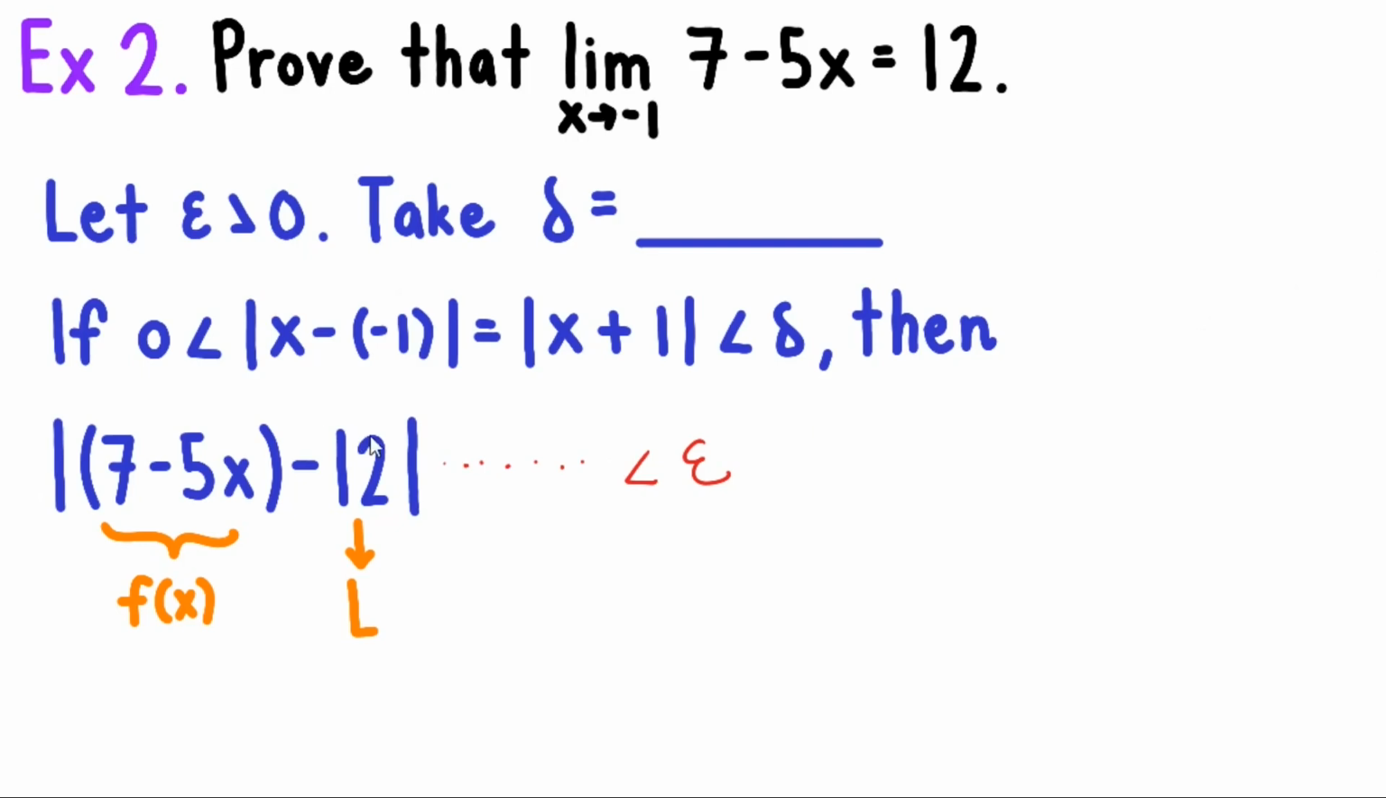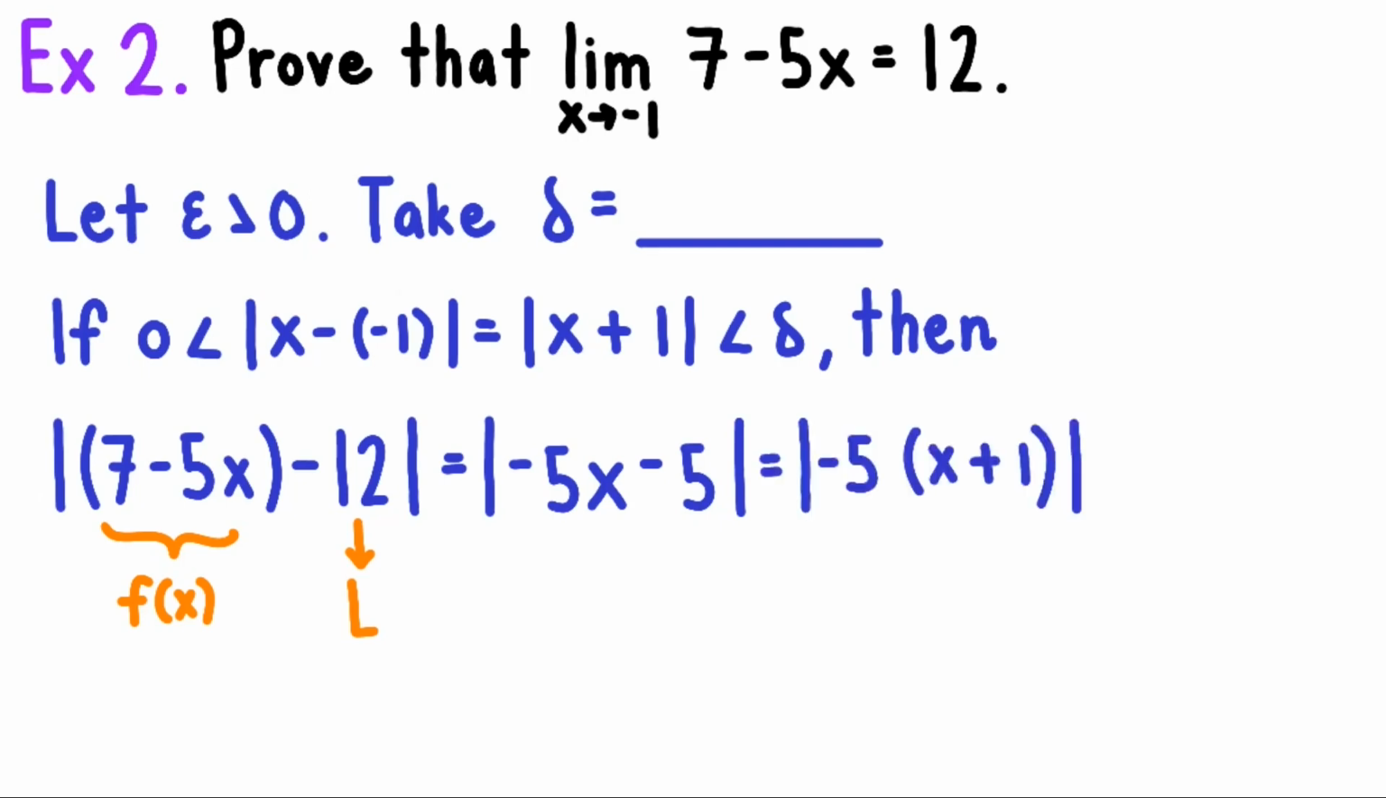So to start, we first simplify this expression inside. So we have 7 minus 12, that will give us -5. So we have the absolute value of -5x minus 5. Take note that we can factor out -5 out here. So we have this. And if we bring this one out of the absolute value, this one becomes positive now, since that is how absolute values work. So we have 5 times the absolute value of x plus 1.